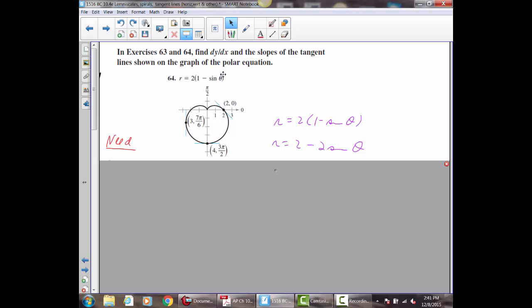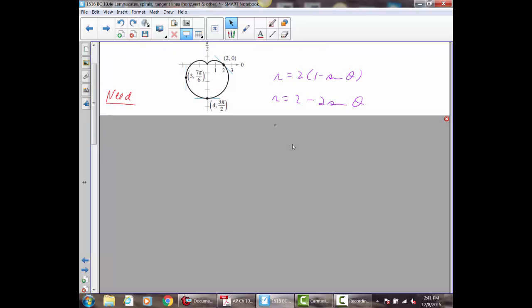Okay, 63 to 64, find dy/dx and the slopes of the tangent lines as shown on the graph of the polar equation. So they're asking you to find 3 of them. It's pretty obvious. This one looks like it's going to be horizontal. That one looks vertical, and that one you're not sure. So let's take 64. You have r equals 2 times 1 minus sine theta. Let's distribute. I don't know why they leave it factored.